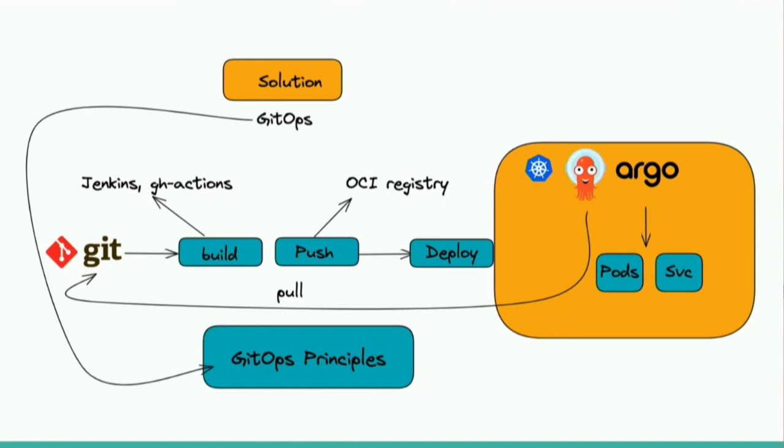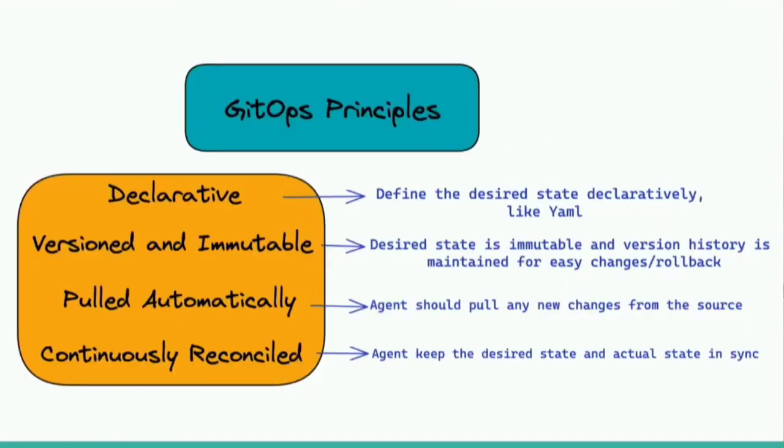So basically Argo, as you can see, is working on the pull mechanism. It is going to the Git and helping me to automatically apply my changes and deploy my application. So basically, you can see over here, Argo is using the GitOps principles. I will let you know what the GitOps principles are.